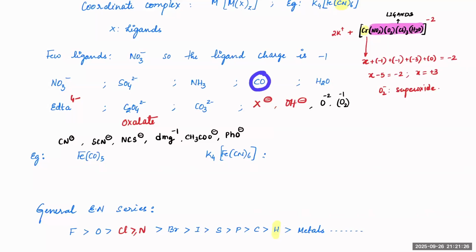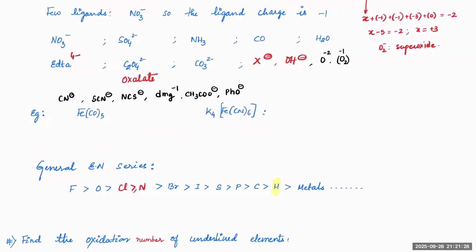Now notice carbon monoxide has zero charge, which means iron here is X plus 5 times 0 overall equal to 0. So X is equal to 0. So yes, iron will have zero oxidation state when it comes to Fe(CO)5. Similarly, for the iron here, X plus 6 times cyanide, which is -1. Overall charge is -4, because if I separate 4 potassiums, this will get -4 here. So that makes X equal to +2. So that is the oxidation state of iron in this case.